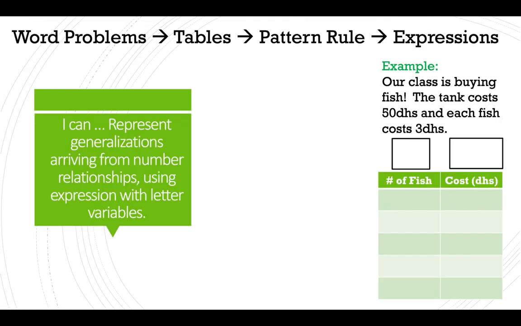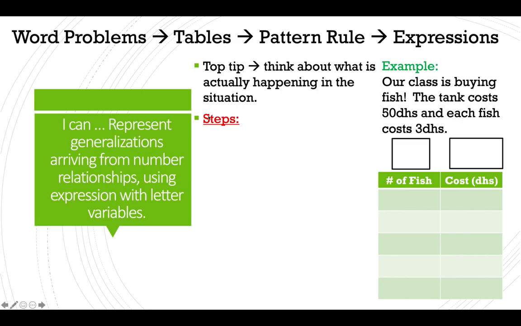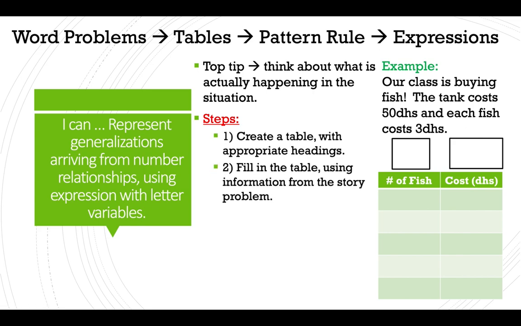Okay, so today what we are doing is just doing more of the same thing. We're practicing more word problems and then turning word problems into tables and then turning tables into a pattern rule, and then a pattern rule finally to get the end goal of an expression. This is the tip to think about what is actually happening in the situation. Now, these steps are the exact same from yesterday, so you do not need to write down the steps because we already have done this. We're just going to do the example. I'm going to have the steps visible though, just as a reminder, but you do not need to write them in because you already did it.